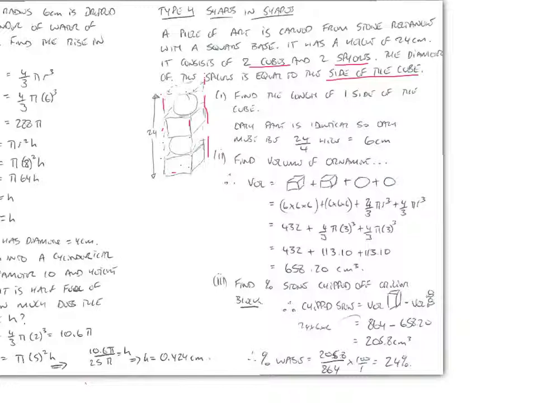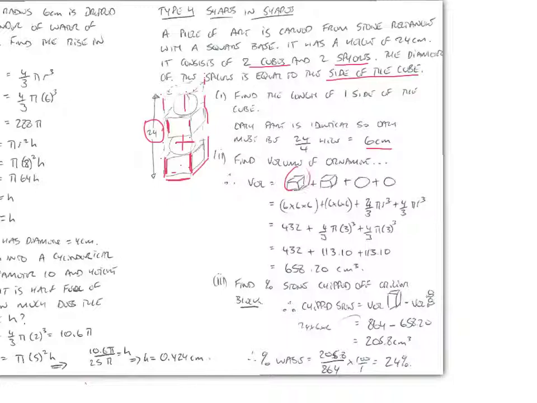Okay. So find the length. First part is find the length of one side of the cube. Well, if the cube has the same length as the sphere's diameter, and it is a cube, all the sides of the cube are the same. So if this is the same as the diameter of the sphere, this must be the same length for the cube, and that's the same, and that's the same. So really, to find the length of one side of the cube, it must be 24 divided by 4, 6 centimeters.